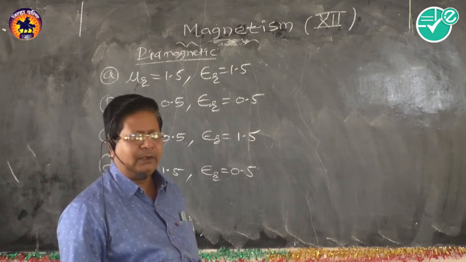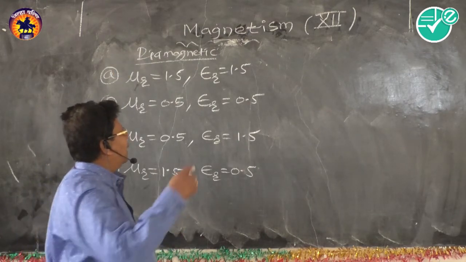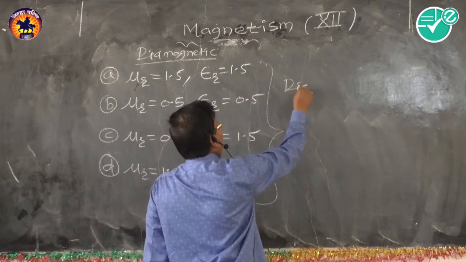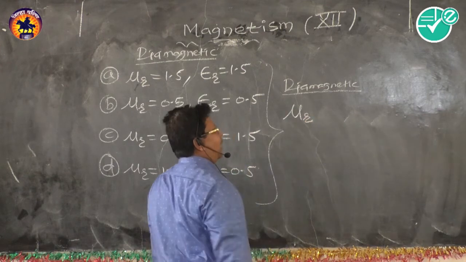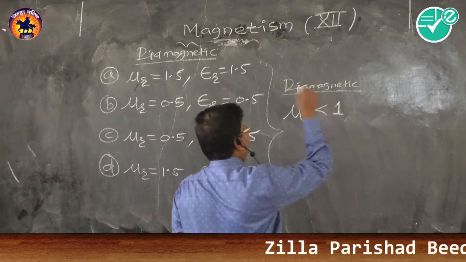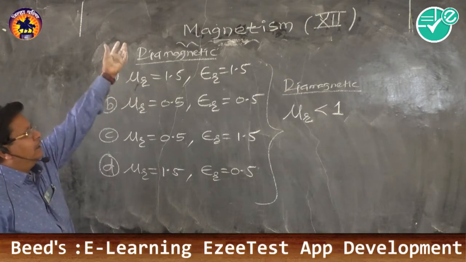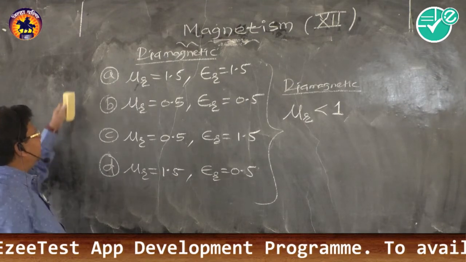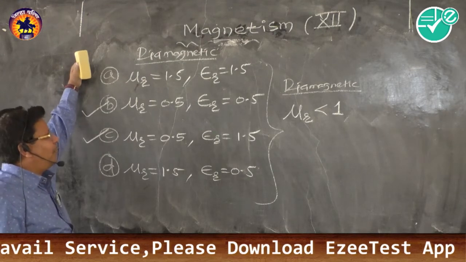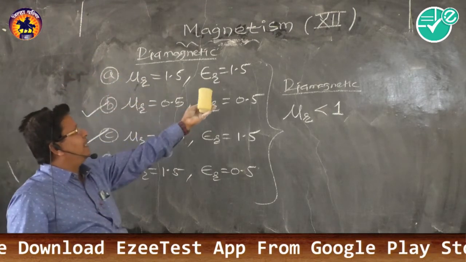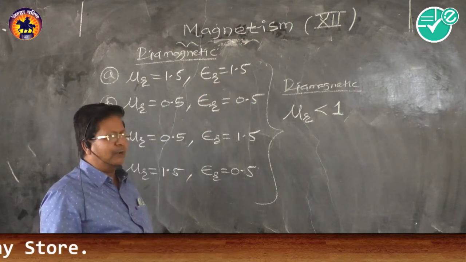Then which of the following alternatives is true for diamagnetic material? As we have studied, in case of diamagnetic material, the relative permeability mu r is less than 1. So regarding this assumption, in alternative B mu r is 0.5, and also in alternative C, mu r is 0.5. But again, the second constant is provided, that means the relative permittivity of the diamagnetic material is given, which is 1.5.